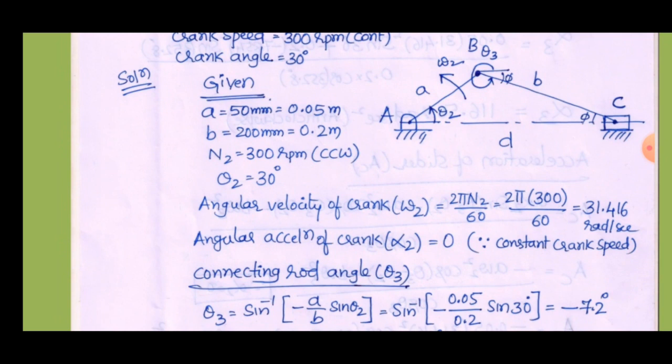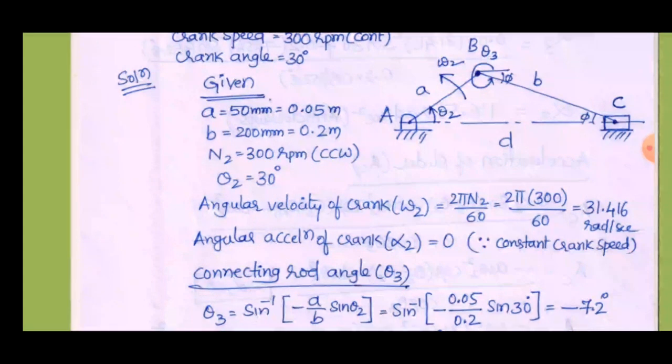So first, as the speed is given, with that I will first calculate omega 2, because n2 is given. So the angular velocity of the crank is omega 2. In general, omega, you know, is 2 pi n by 60. Here n is nothing but n2. So 2 pi into the n2 value, 300, divided by 60. If I simplify, it will be 31.416 radians per second.